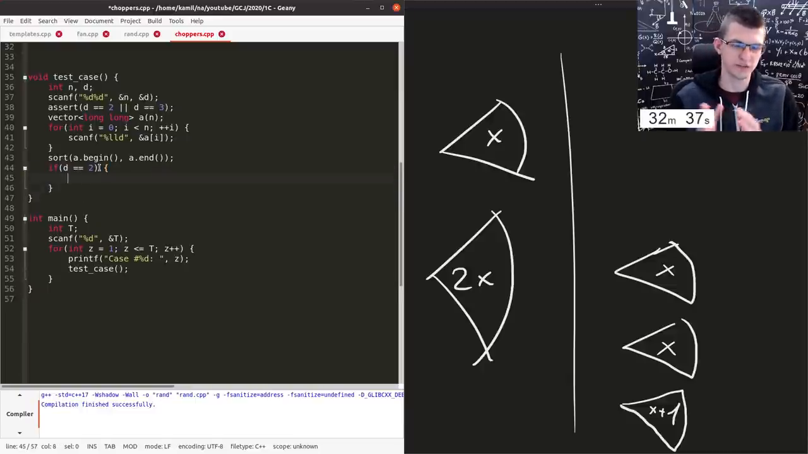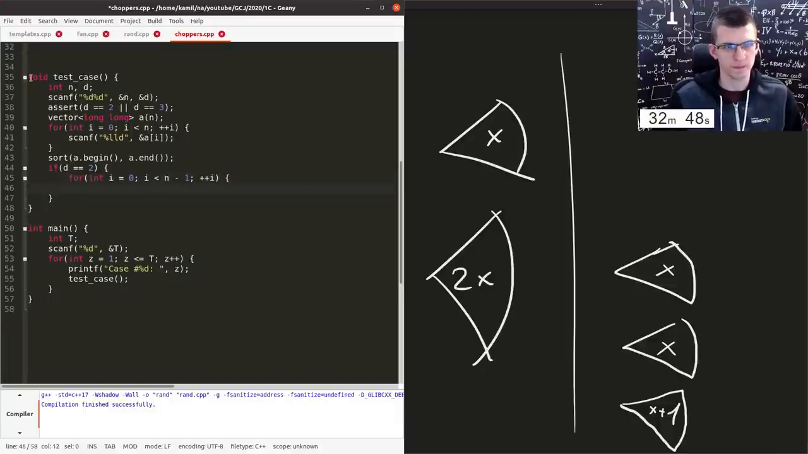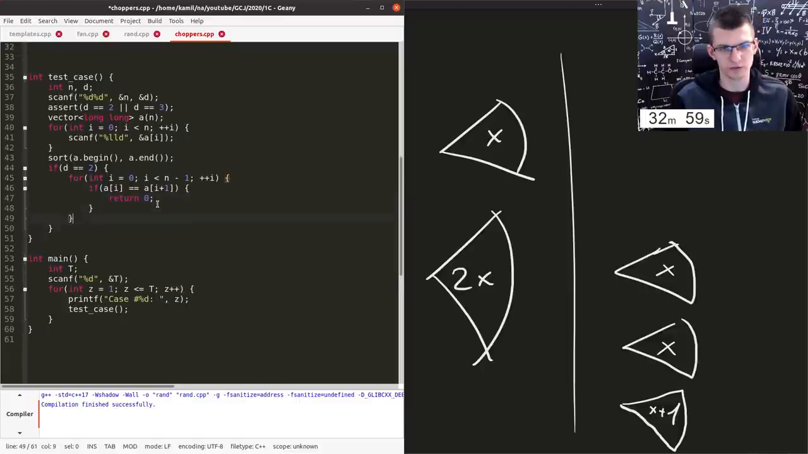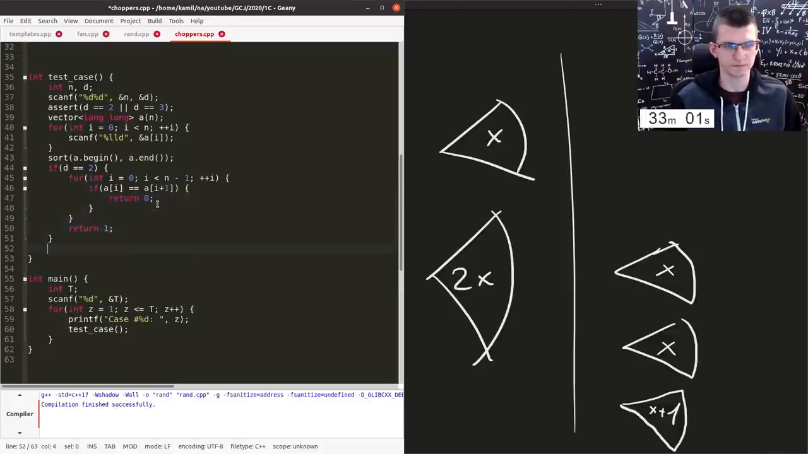I can always achieve this with a single cut of one slice into two equal parts. It's just about checking if there are two equal numbers in the input. If I sorted the numbers, and let's actually return the answer, it's enough for me to check neighbors, because I sorted. In this case, return 0, otherwise return 1.